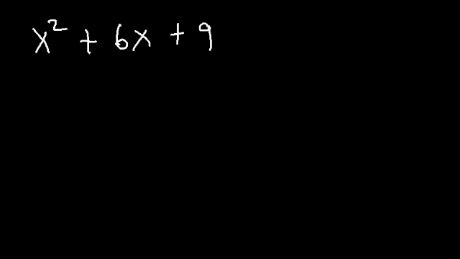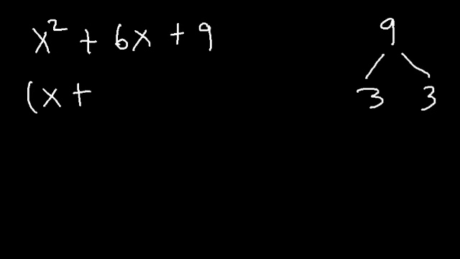Well, let's focus on the 9. What two numbers multiply to 9 but add to the middle coefficient 6? 3 times 3 is equal to 9, but 3 plus 3 is equal to 6. So to factor this expression, it's going to be x plus 3 times x plus 3. And you could check it out. You can test it to make sure that this works.